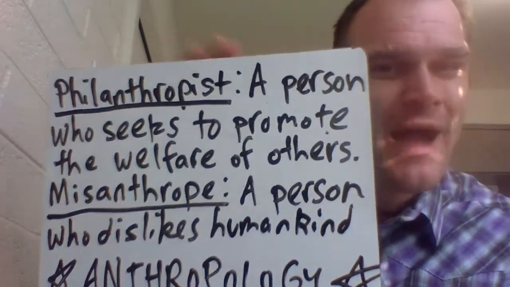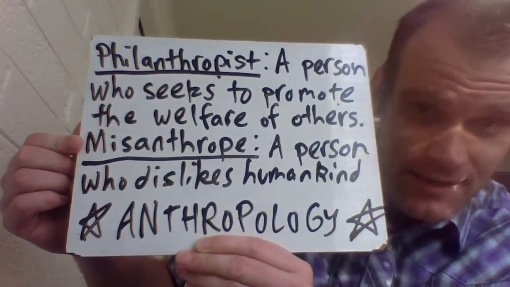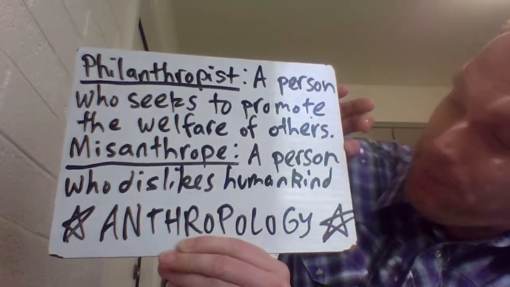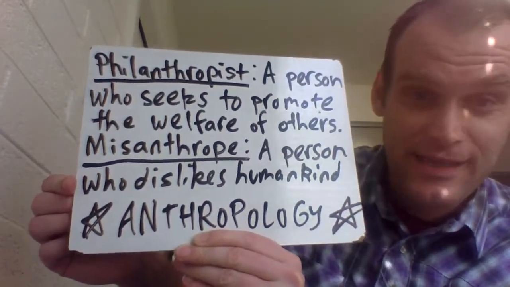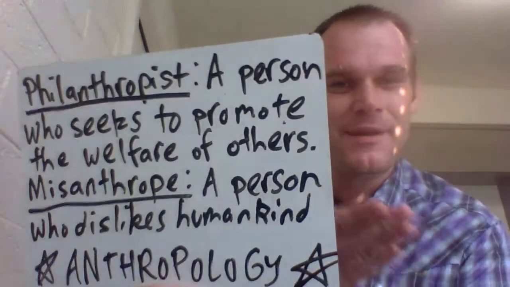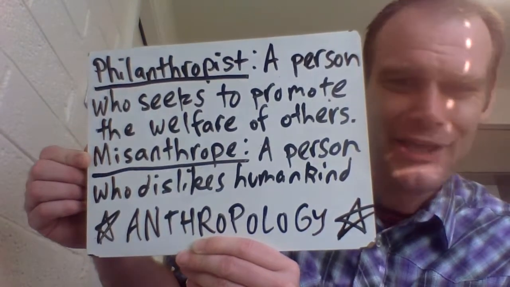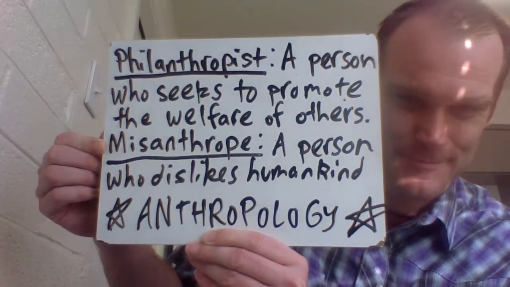Let's talk about somebody who might not like humans as much. That would be a misanthrope. A misanthrope would be a person who dislikes humankind, okay? You might see somebody like this in a television program that you're watching. That one character that just kind of sits in a corner and broods all day and thinks about how much they don't like everybody. They might be considered a misanthrope, someone who does not like humankind in general, okay?